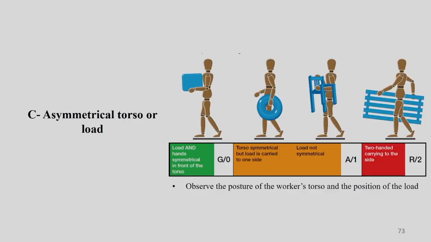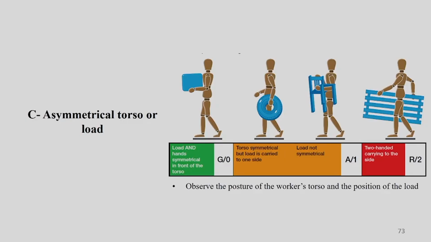Torso is symmetrical, but the load is carried on one side. So you are standing straight, however, your load is on either the left side or the right side. In some cases the load is not symmetrical. In those cases the value is 1 and the color is amber.